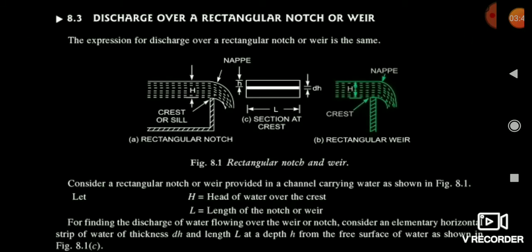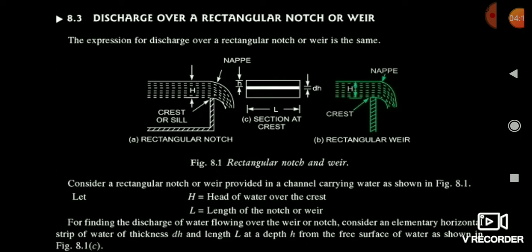You can see the next topic, that is discharge over a rectangular weir or notch. Friends, there are mostly three types of weir or notch: one is rectangular, another is triangular, and the third is trapezoidal. The first one is the rectangular notch. What do we mean by rectangular? It is simply in the shape of a rectangle. इस हमारा जो नोच होगा वो rectangle के shape में होगा.